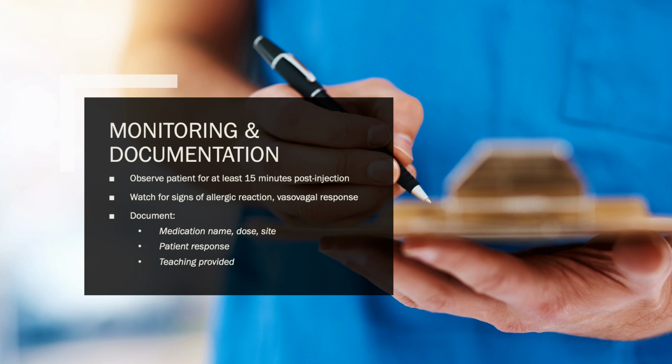Monitoring after administration of injections is crucial. So after administering, you want to monitor for at least 15 minutes, especially if it's a new medication or vaccine. Look for signs of dizziness, pallor, sweating, shortness of breath, or rash. When you document, you want to include the medication's name, dose, and site used, the time of the administration, the patient's response, and any teaching materials provided or concerns expressed. Always chart as if someone's safety depends on your notes, because it does. Good documentation is an extension of good care.